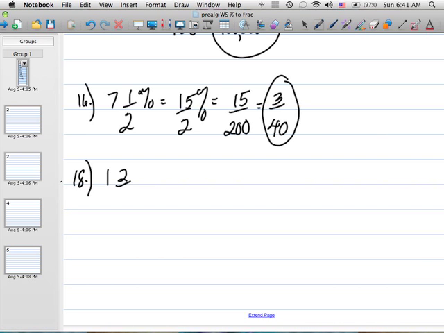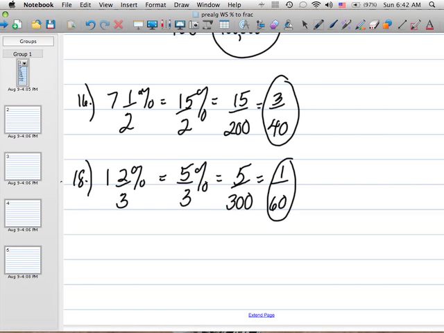18, we have 1 2/3%. First change it into a fractional percent. 3 times 1 plus 2 is 5/3%. Now compare me to 100, divide by 100, which means add 2 zeros. And simplify. 5 goes into 5 once, into 300, 60. So the answer is 1/60.